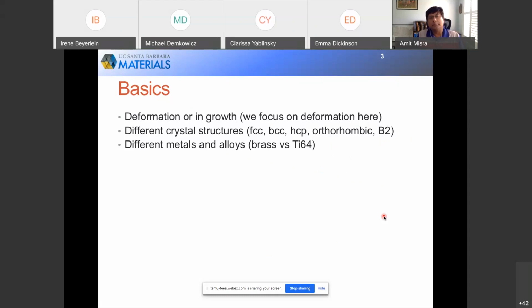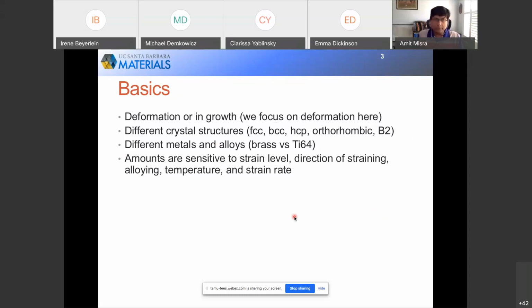The effect of alloying is actually interesting. In some metals, certain alloys will promote twinning, and other alloying would hinder it. So you see these in different types of materials. So again, not exclusive to just pure metals or to particular alloys.